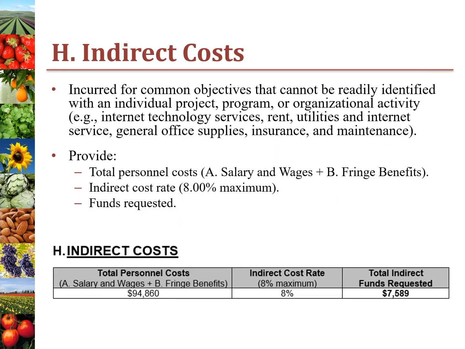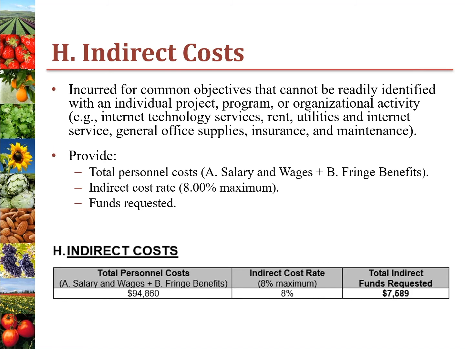And finally, category H is for indirect cost. Indirect costs are costs that cannot be identified directly with a particular program or organizational activity. These include items such as IT services, rent, utilities, internet service, general office supplies, insurance, and maintenance. Indirect costs are calculated as a percentage of the total personnel costs.